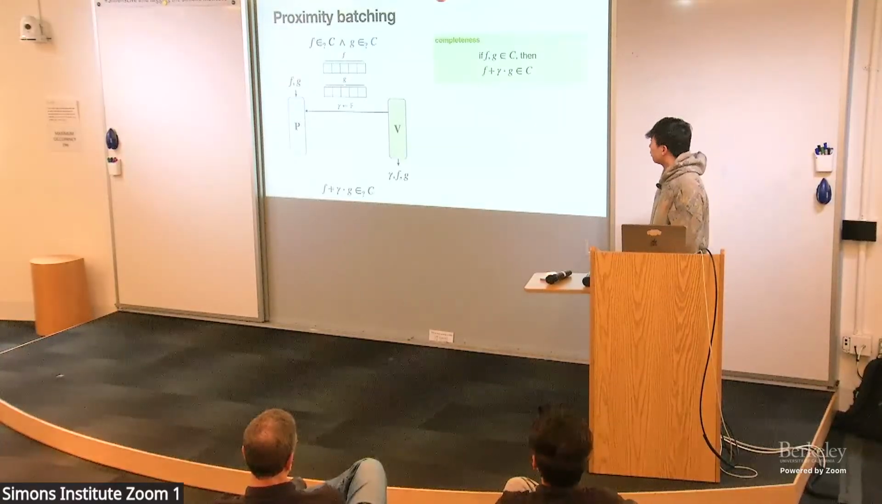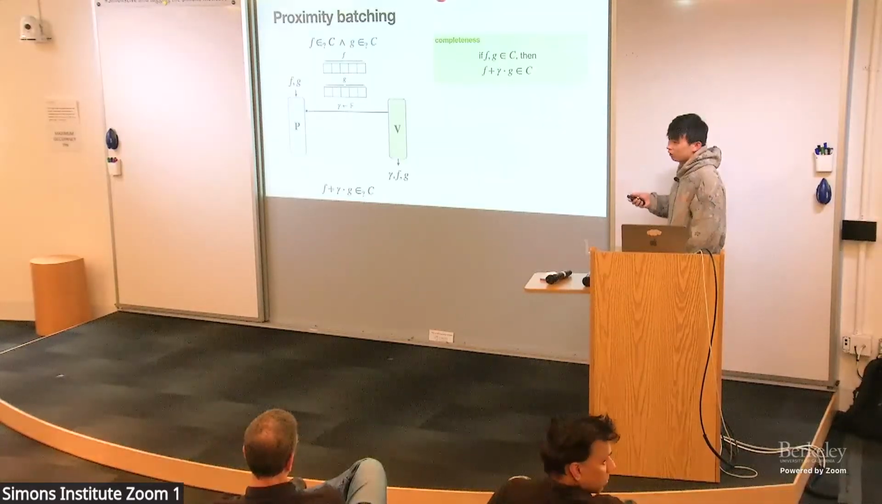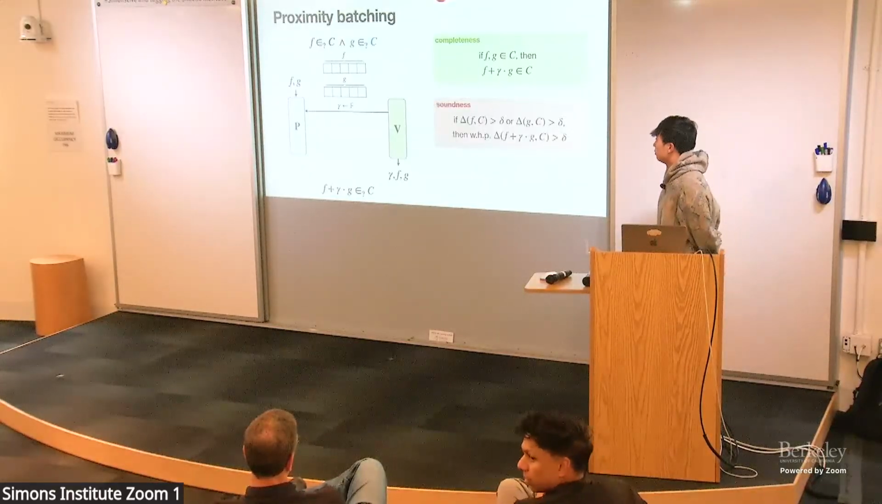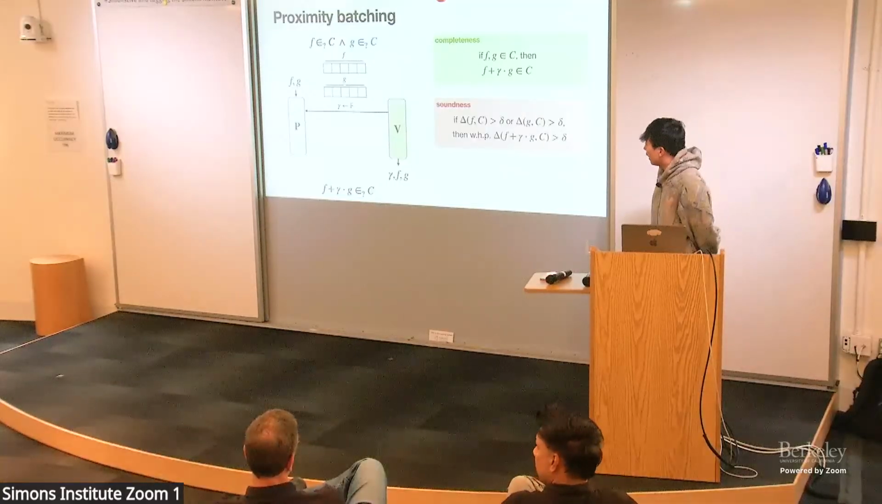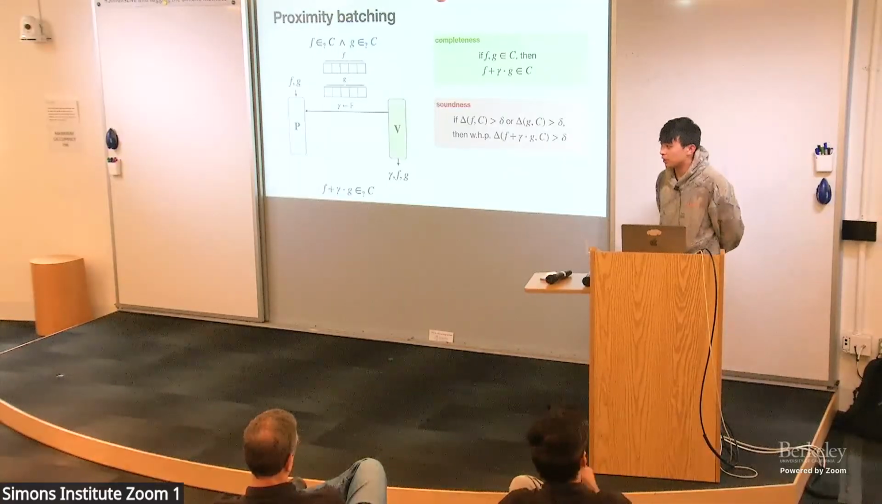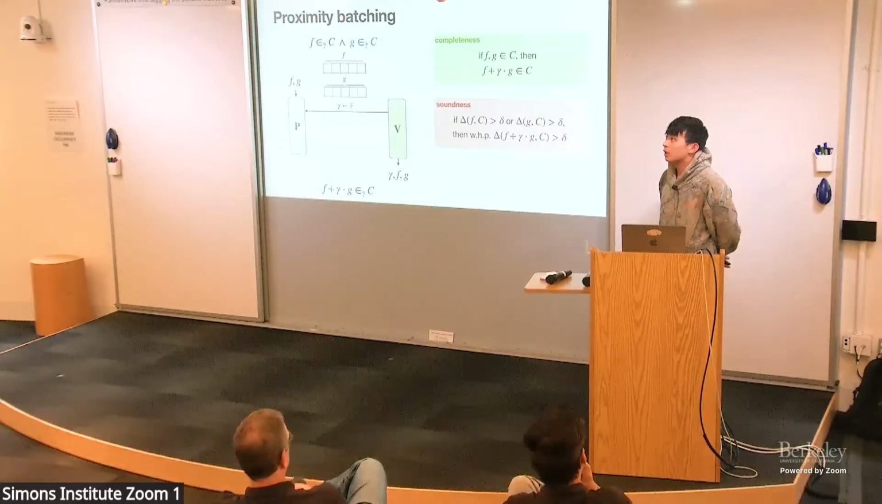For completeness, clearly this is true. It's just by linearity of the code. If both f and g are code words, then any combination of them will be in the code. And for soundness, if either f or g is far from the code, then with high probability, a random combination will also be far from the code. This follows from these so-called proximity gaps for codes. And we know that proximity gaps exist for any linear code.